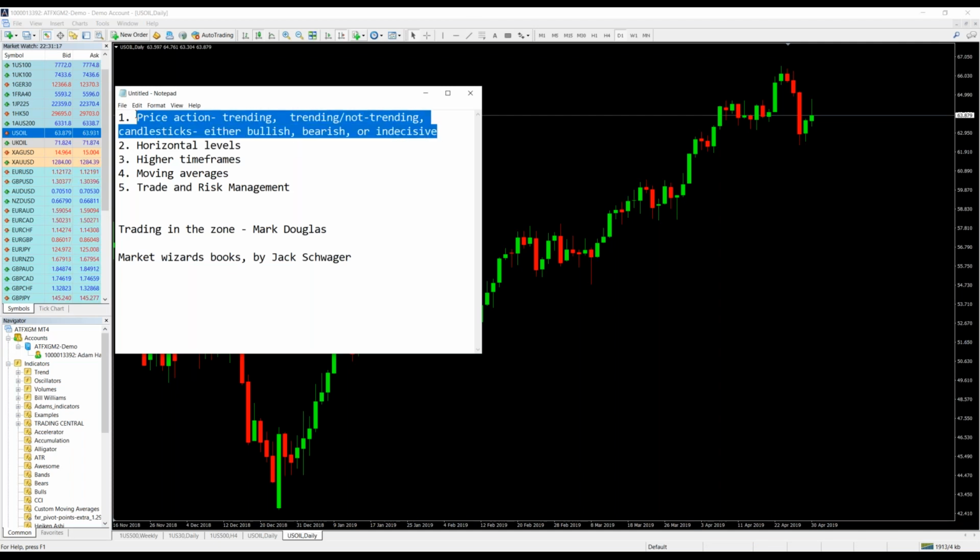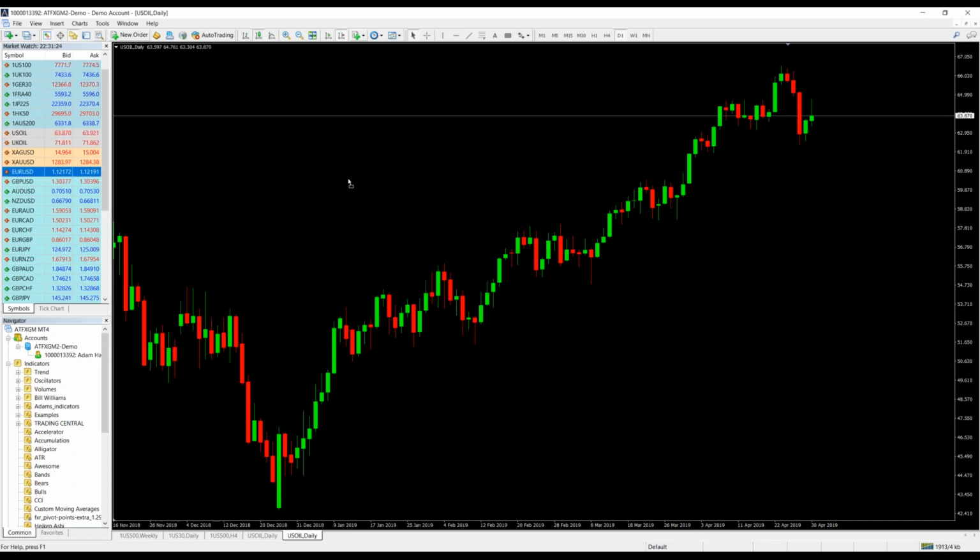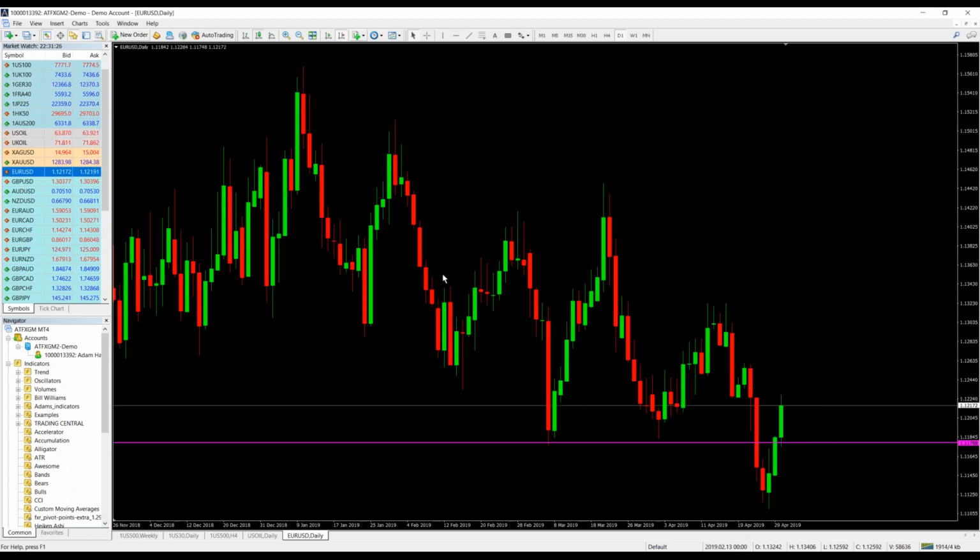I've thrown a lot of stuff in so far. The point is price action, clean trending price action is best for us. Let's go to the euro dollar one because we're talking about currencies today. Although these have these deep retracements, overall we can see the momentum is heading down.